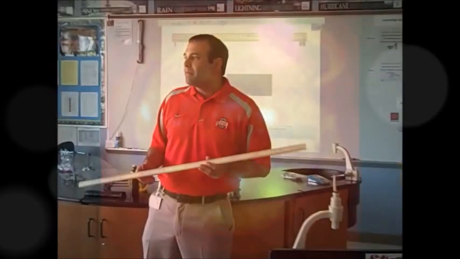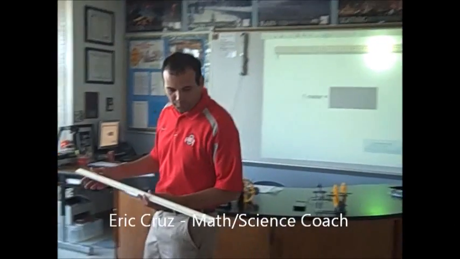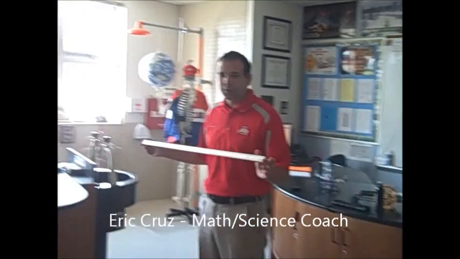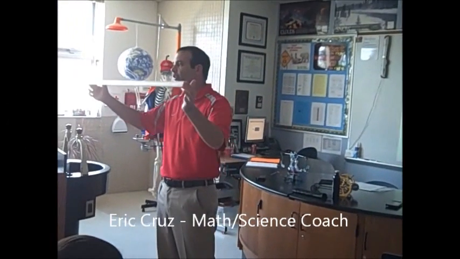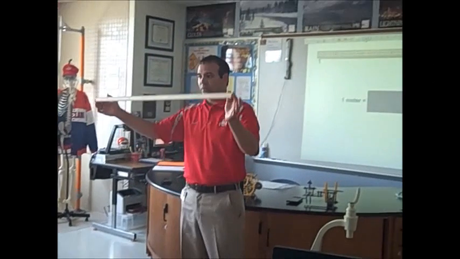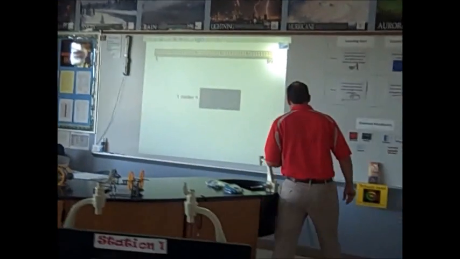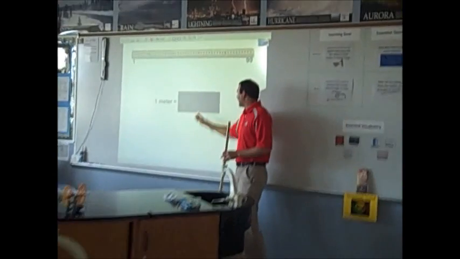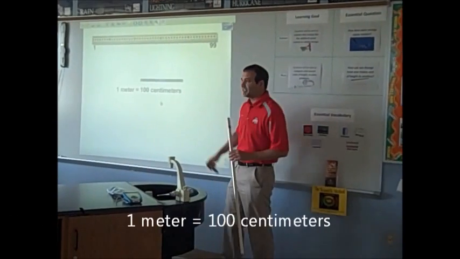We start all of the measurements that we're going to be doing today. We're going to be converting a meter to a centimeter. So I have 1 meter right here. How many centimeters would that be? If I have 1 meter stick, how many centimeters would I have? 100. Yeah, very good. So we have 1 meter, and that equals 100 centimeters.